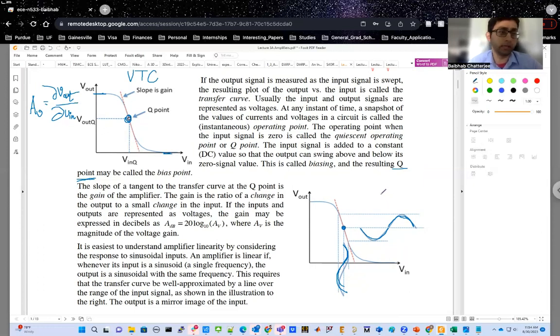So someone asked in the class, I think two classes back, what does it mean to have the gain as negative, let's say -10?